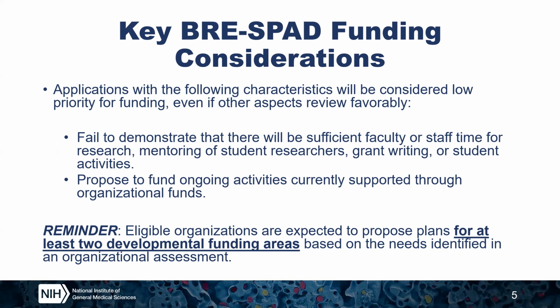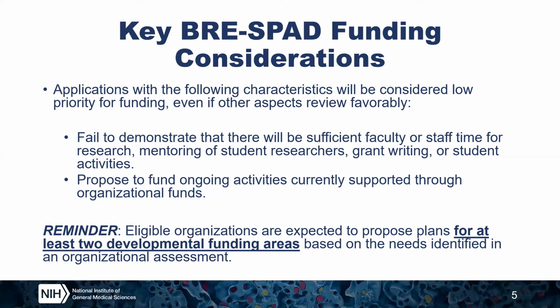So with all that being said, applications with the following characteristics will be considered low priority for funding, even if other aspects review favorably. So if applicants fail to demonstrate that there will be sufficient faculty or staff time for research, mentoring of student researchers, grant writing, or student activities, or if applicants propose to fund ongoing activities that are already supported through organizational funds.